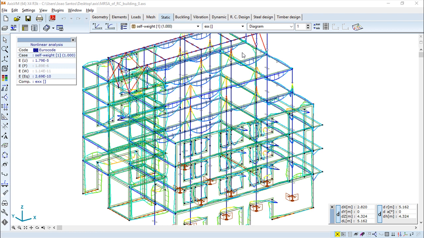Hello, we are here for one more lesson of this AxisVM training course, and this is part 3 of the same topic regarding the static analysis results, where we will see a couple more different components to check results.